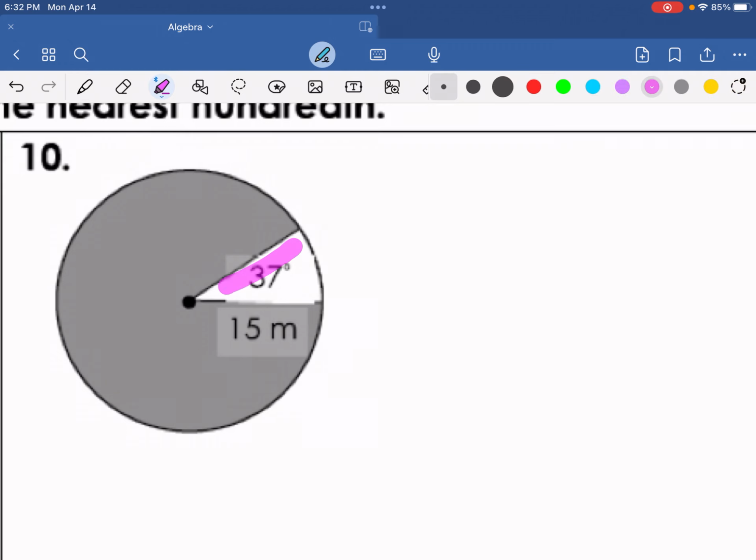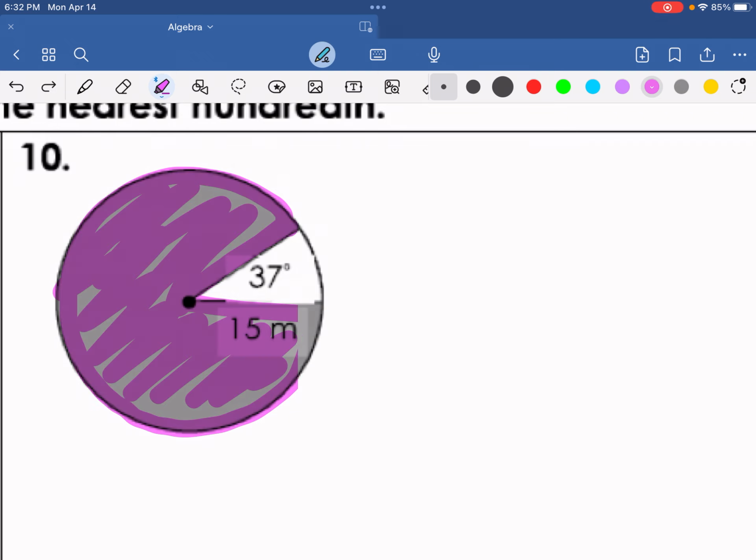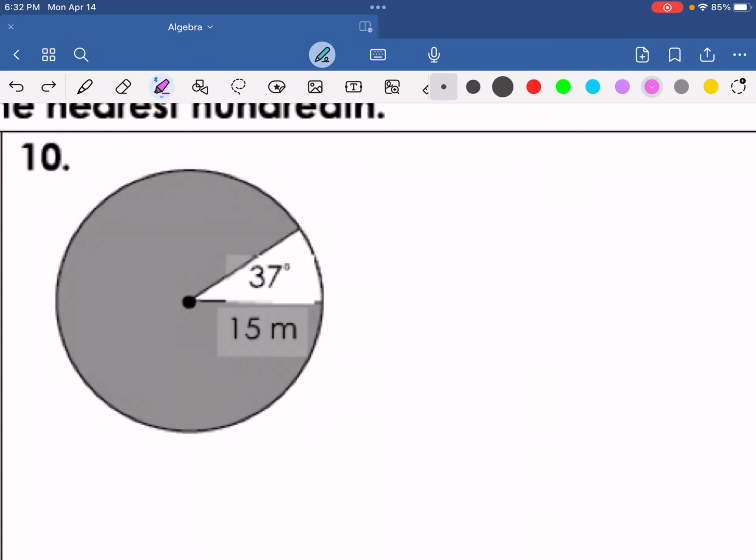They're trying to tell you that this piece is 37 degrees, but we don't want that part. We want this gray section. That's what we want to know. How many degrees is this gray section? So every time they don't tell you the gray part, you're going to subtract. What do we subtract one from? Well, how much is a whole circle? How many degrees? 360. And we subtract the white area. So we're taking away this white part.